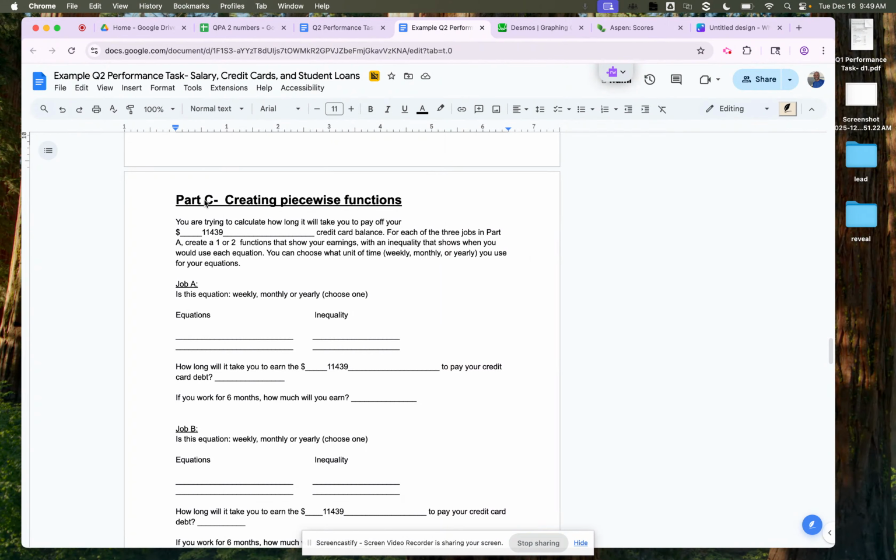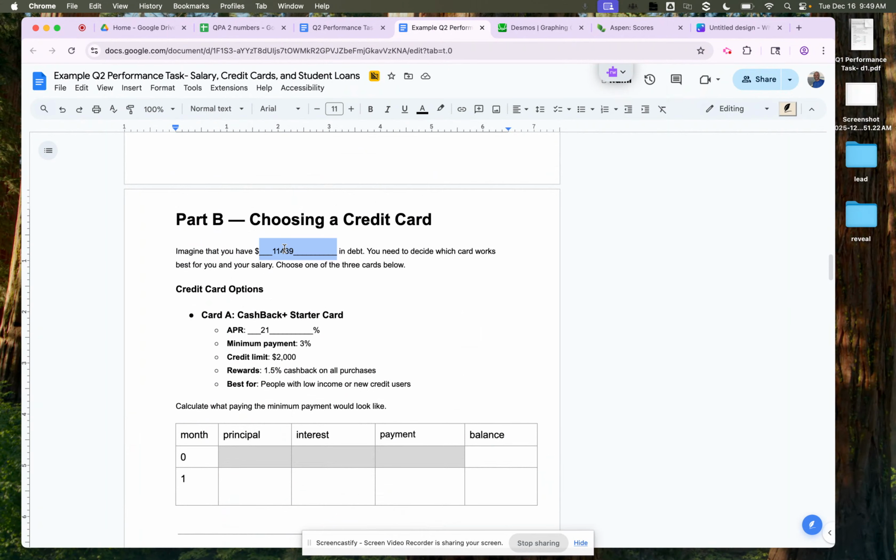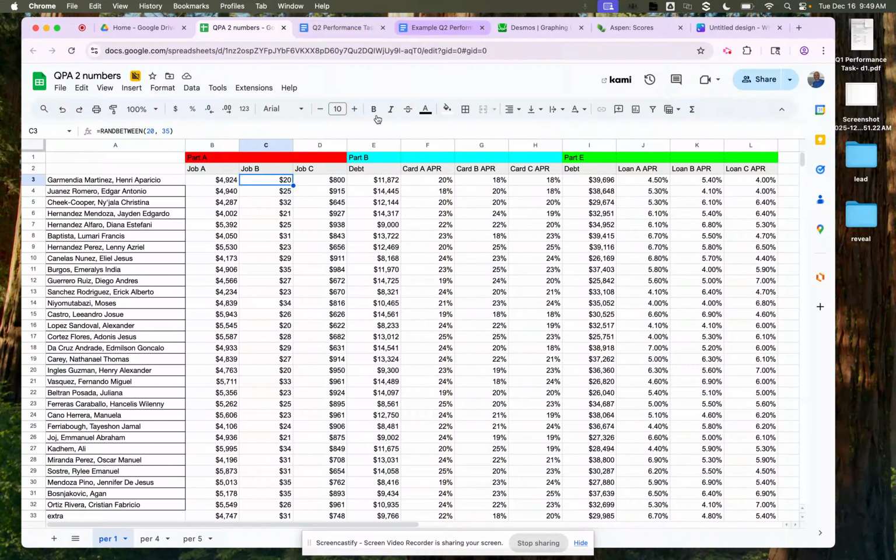Part C, creating piecewise functions. So first thing is we are going to use the debt. This is the same debt that you had in Part B. It's also up here, Part B, the debt. So make sure you're using whatever number is listed here.